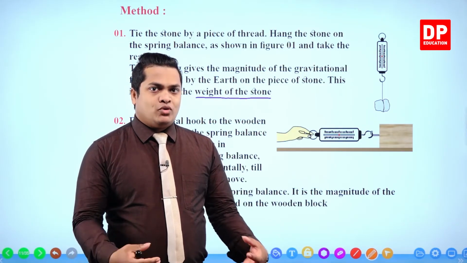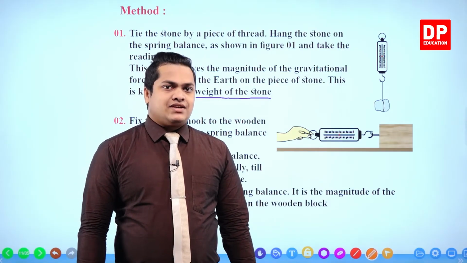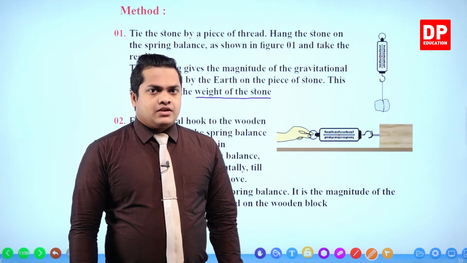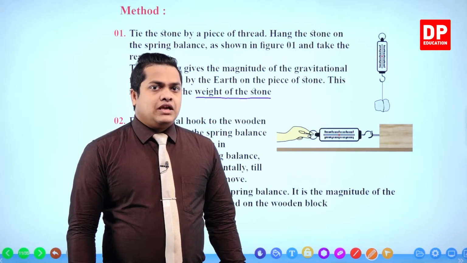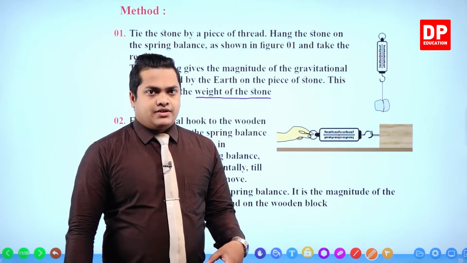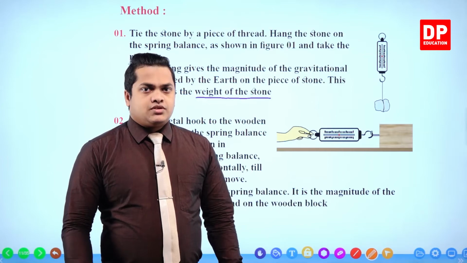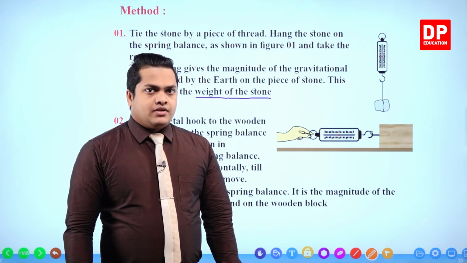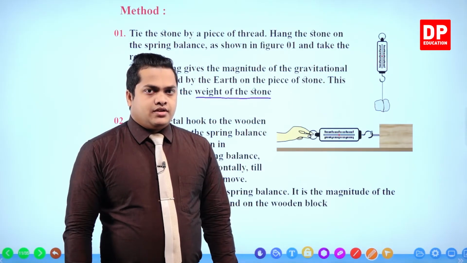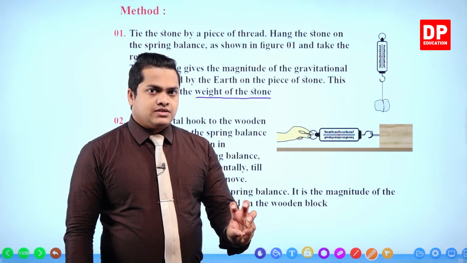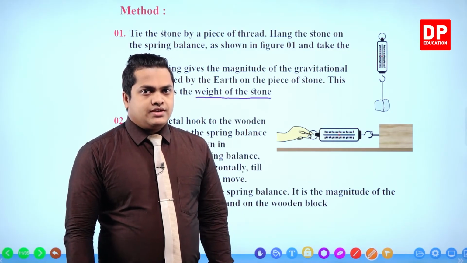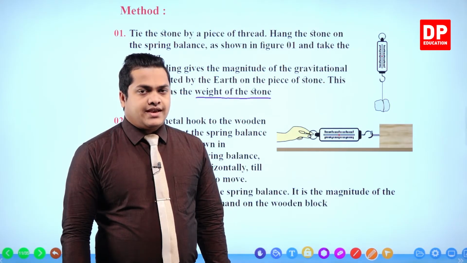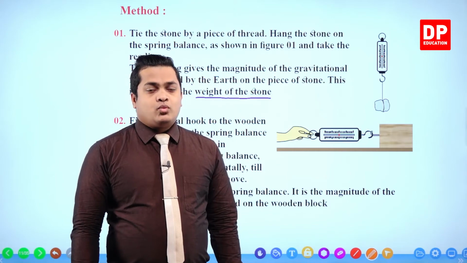This pull occurs because of the gravitational force exerted on the object. Who exerts that gravitational force? Our earth. So gravity acts on each and every object on earth. Upon pulling by the earth, that pull is a force acting towards the earth on each and every object. This force is referred to as the weight.